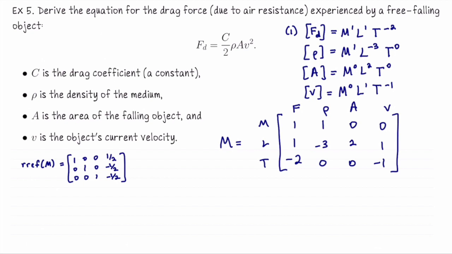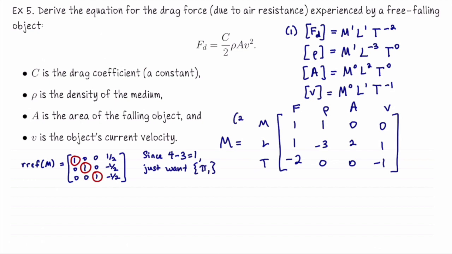The rank of this matrix is the number of leading ones on each row. So we have 3 leading ones like that, so the rank is 3. We started with 4 quantities. 4 minus 3 is 1, so we're just looking for a pi 1.